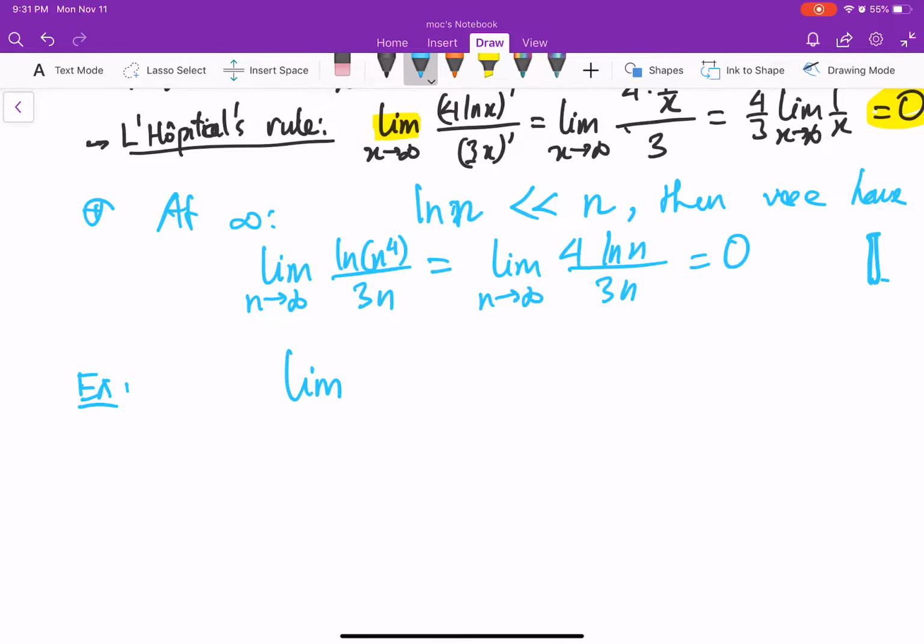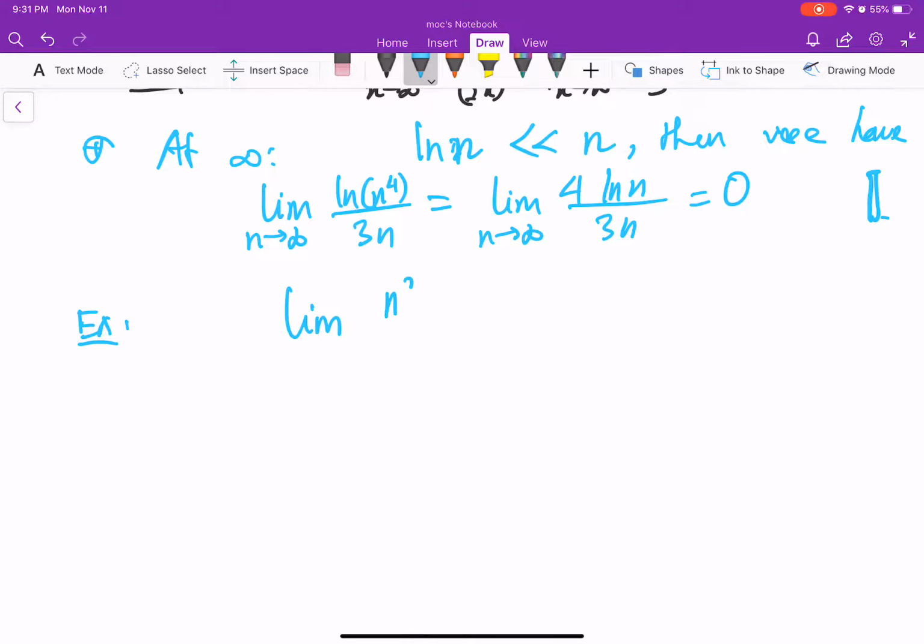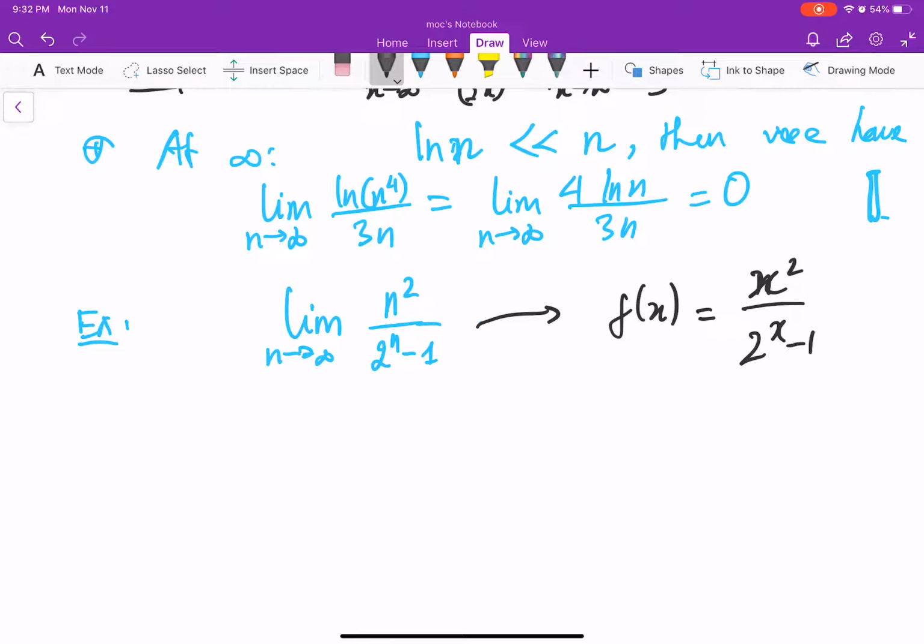Let's find the limit of the following sequence: n squared over 2 to the n minus 1 when n approaches infinity. Of course, you can solve this problem using L'Hopital rule by just considering the limit of the function x squared over 2 to the x minus 1 at infinity. And of course, you plug x equal to infinity into this, you get the form infinity over infinity, and then you can use L'Hopital rule. But I don't need to use that.